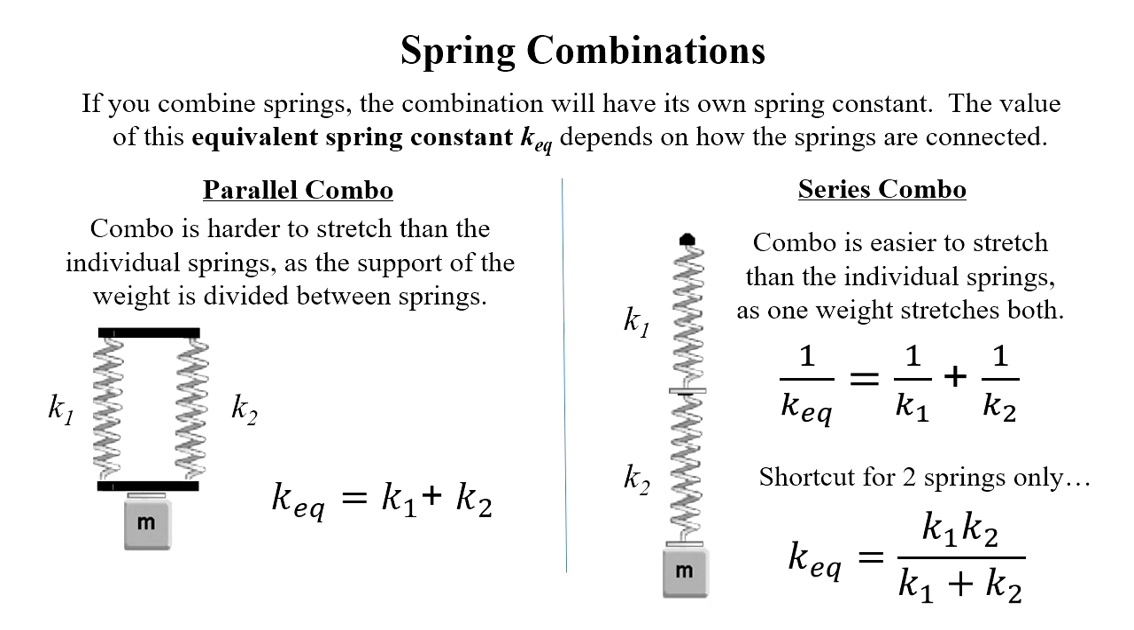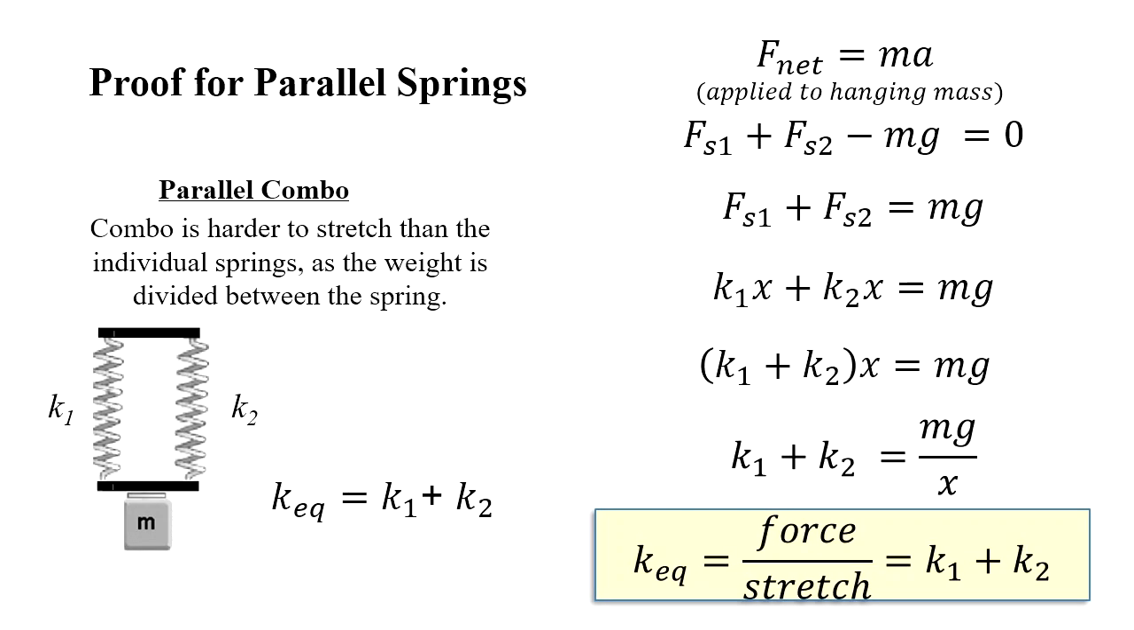Okay, the next few slides are going to be proofs of these formulas that I just gave you. And the first one here is a proof of where that formula comes from for the equivalent spring constant of a parallel combination of springs. I am not going to talk through it. I invite you to read through it yourself if you're interested, or simply make sure that you know and can use the solution, which is that the equivalent spring constant is the sum of the two individual spring constants.